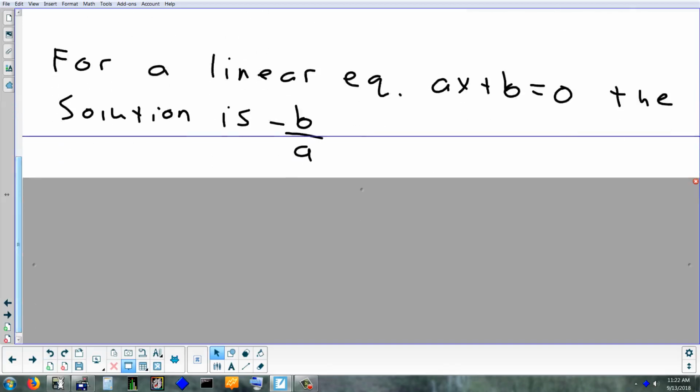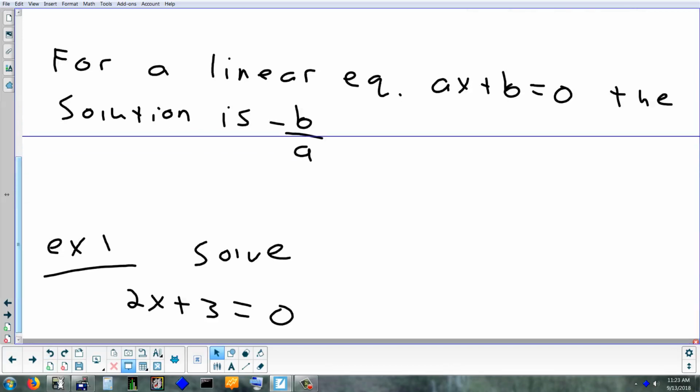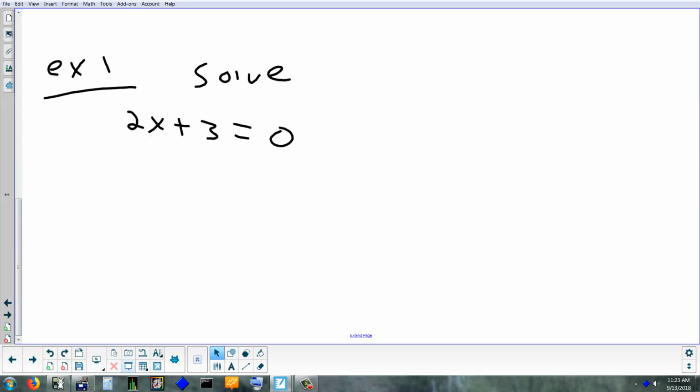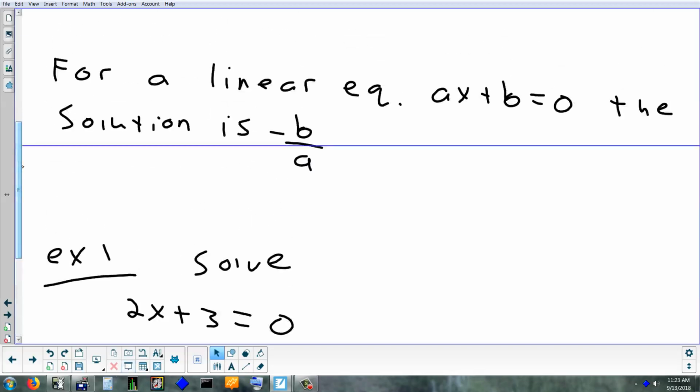And so finding the root of a linear equation, that's not that bad. Because there's only one answer, it's pretty straightforward. Alright, so let's look at that one. 2x plus 3 equals 0. Kaylee, where would that equation, if you drew it, where would it cross the x-axis? 3.